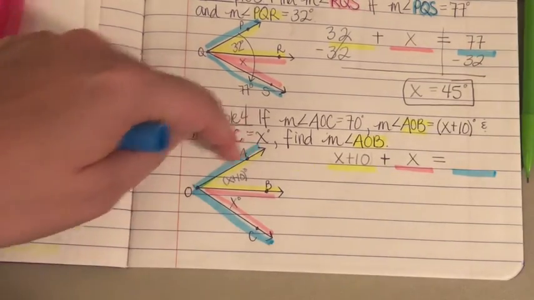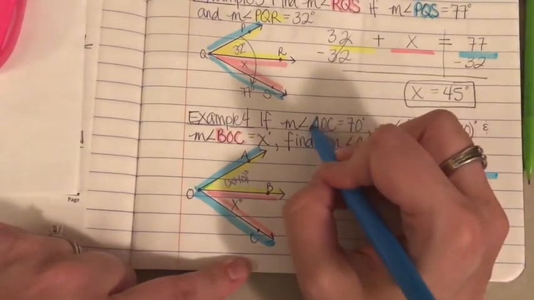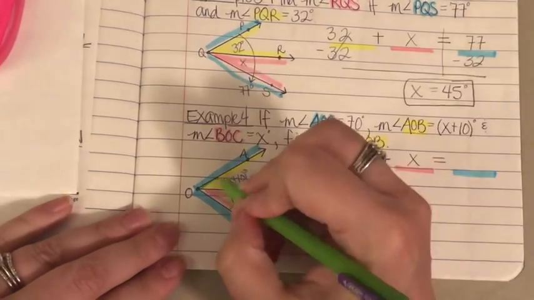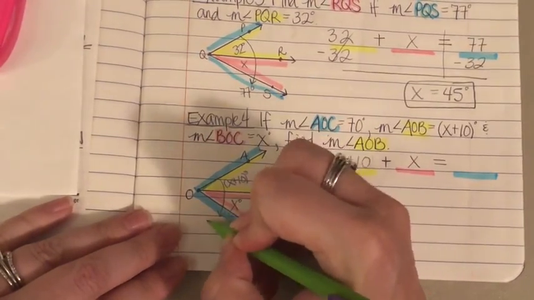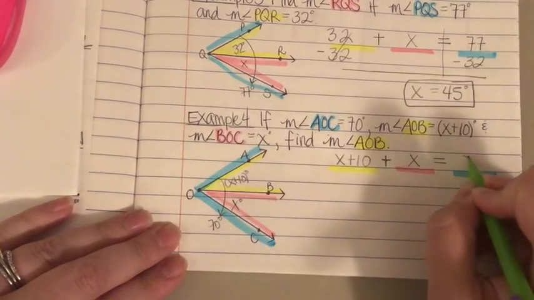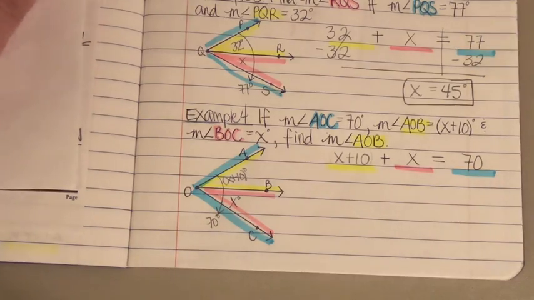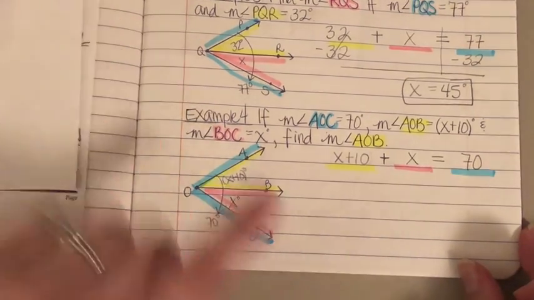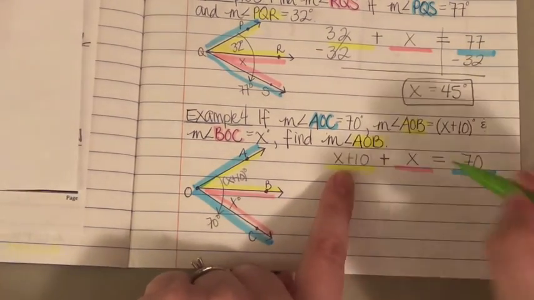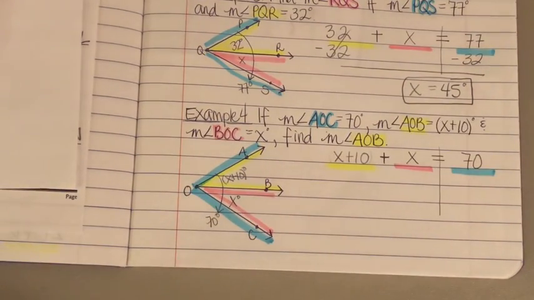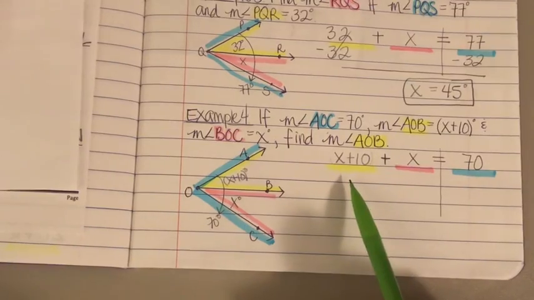The last one is AOC. AOC, there it is. And I'm going to say that that's 70 degrees. So I can go ahead and go like this, 70 degrees. 70 goes into my problem. So now I have them both set up, and I'm just going to go ahead and solve it. I have the parentheses here lightly because I'm not actually distributing. They're just there to say that this is all the yellow angle AOB.